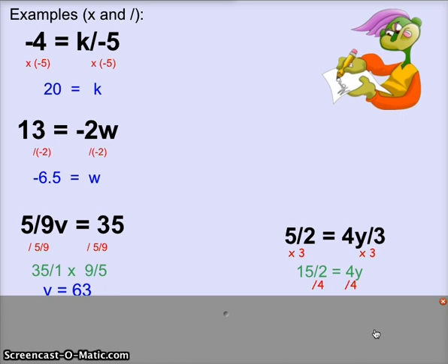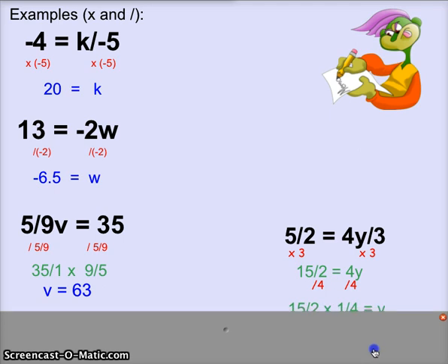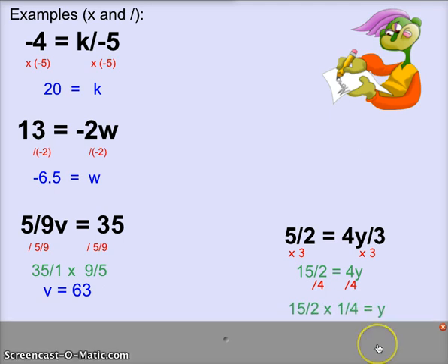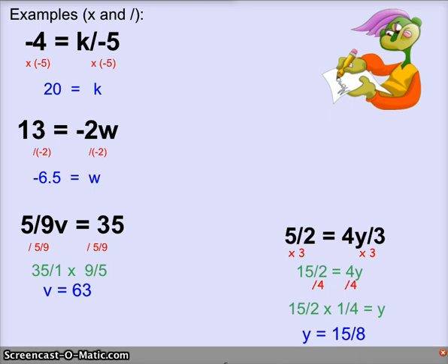So it would be 15/2 divided by 4/1. But just like the last problem, we can't divide by 4/1. So we're going to change that to 15/2 times 1/4. Again, you can multiply straight across and you would get an answer of 15/8. Now you're going to try one on your own.